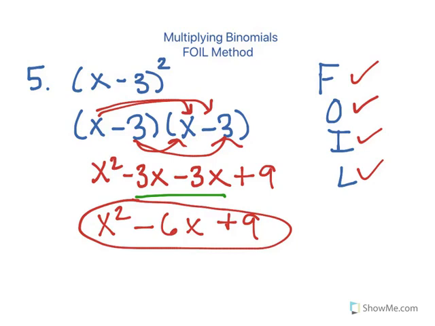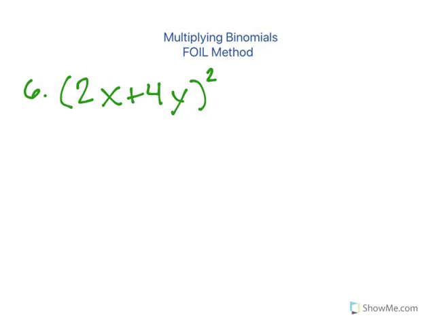So this has a special name. When the problem looks like this, the answer has a special name. It is called a perfect square trinomial. Okay, and it is a perfect square trinomial. It has 3 terms, which makes it a trinomial. And it's a perfect square because it's the result of x minus 3 squared. Let's do one more like this and we will be done.